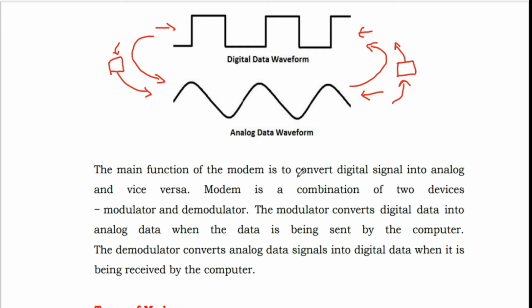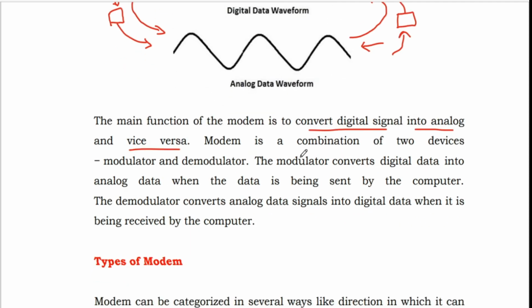The main function of the modem is to convert digital signals into analog signals and vice versa, that is, analog to digital. A modem is a combination of two devices, MO and DEM. MO stands for modulator and DEM stands for demodulator, that is, converting signals from digital to analog and analog to digital.